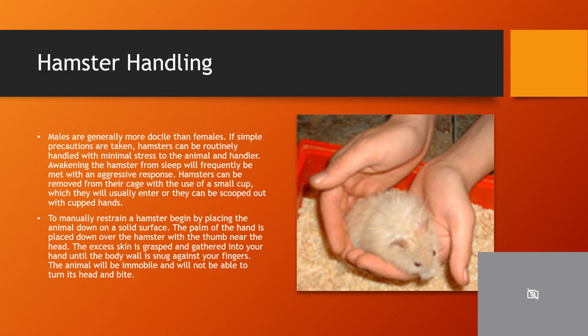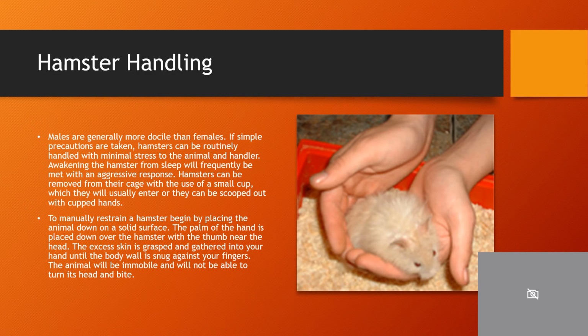Hamster handling. Males are generally more docile than females, and if simple precautions are taken, hamsters can be routinely handled with minimal stress to the animal and handler. Awakening the hamster from sleep will frequently be met with an aggressive response. Hamsters can be removed from their cage with the use of a small cup, which they will usually enter, but they can be scooped out with cupped hands.